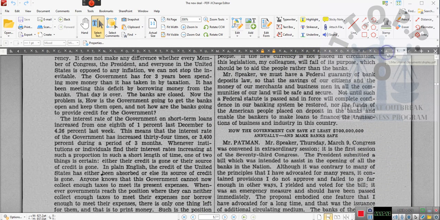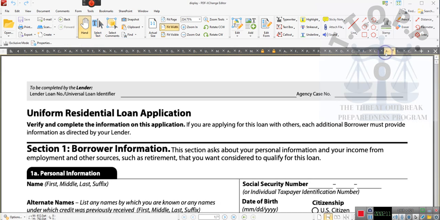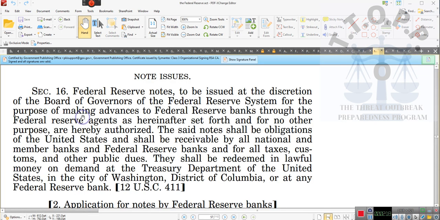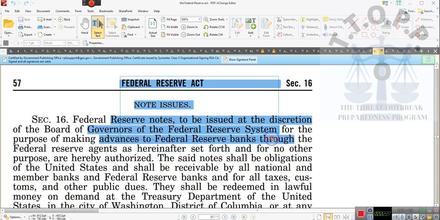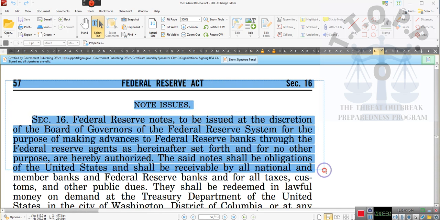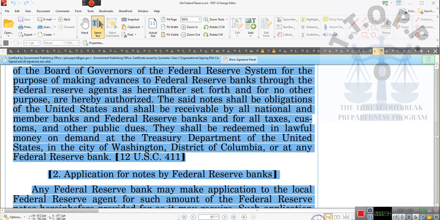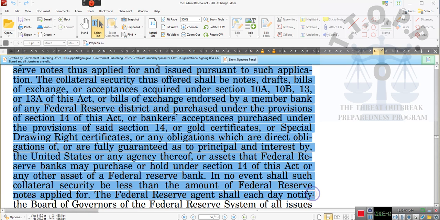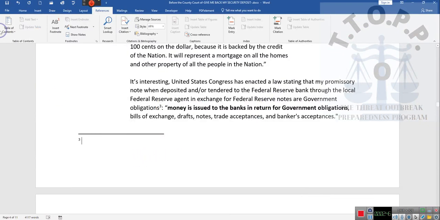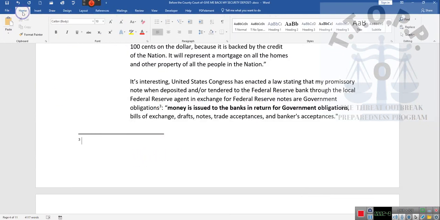All right, now hold on. That's a residential application. That ain't what I need. That's the Federal Reserve Act. Okay, so what we're gonna do is click there, click there. I've got to do the whole thing because this is what I want. All right, we're gonna go there. Copy. Why are we doing the whole thing? Well, you're gonna see in a second. Y'all just hold on.